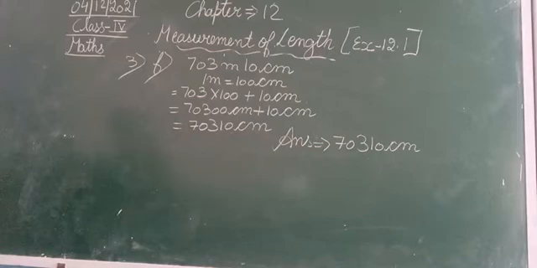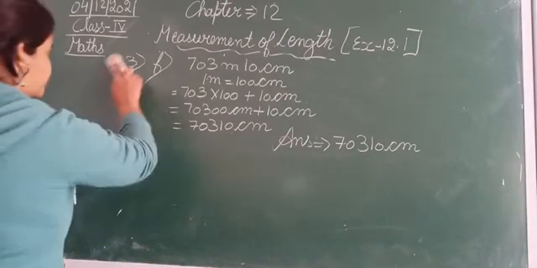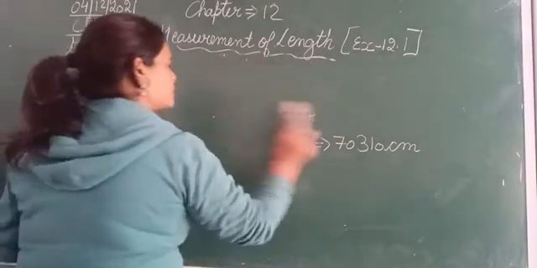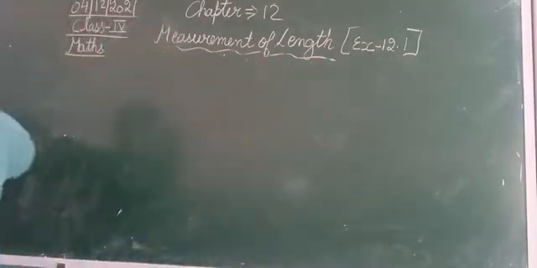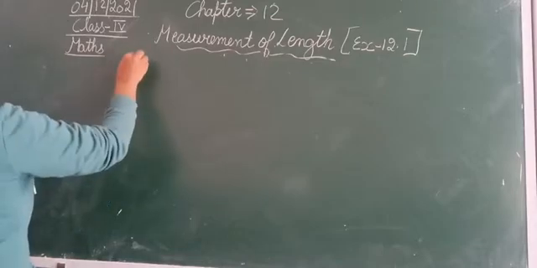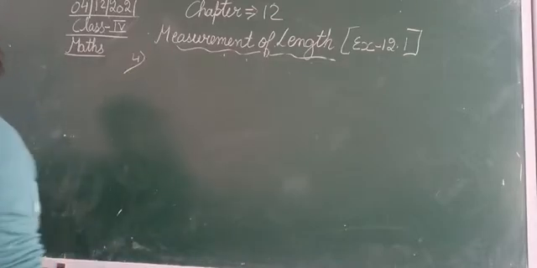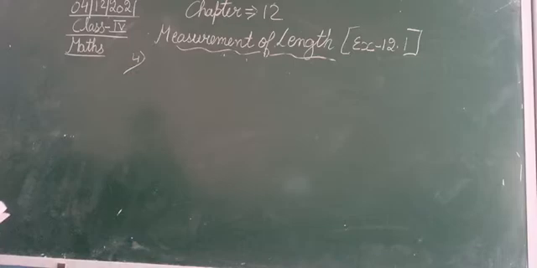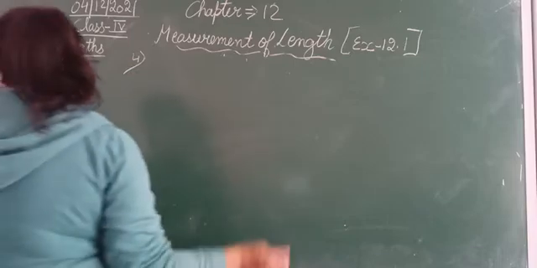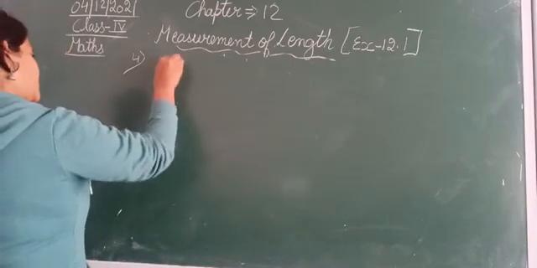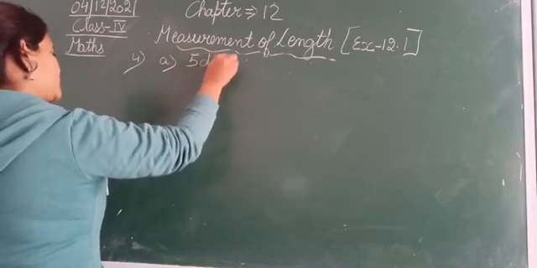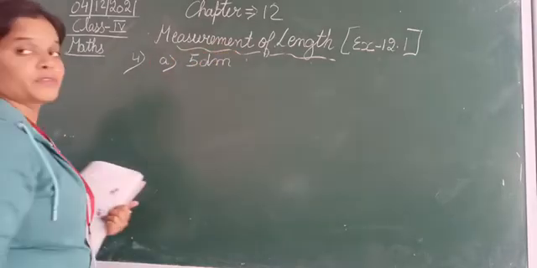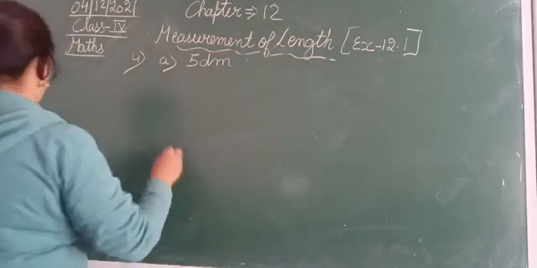Now we will move to the next question, that is question number 4. Convert into centimeters. The A part is 5 dm. This is 5 decimeter.